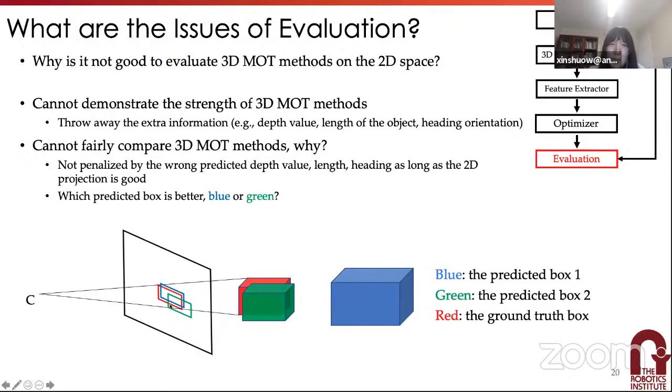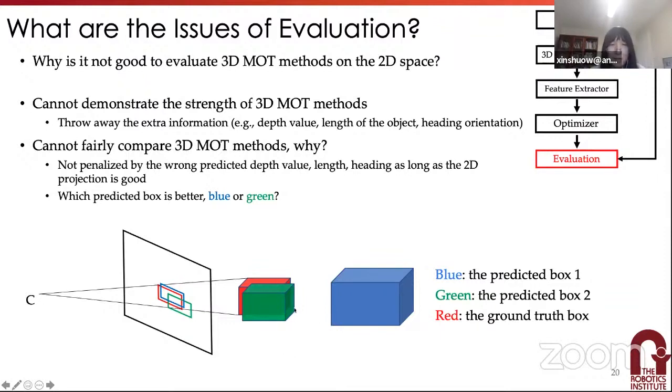So if we use the 2D metrics, it's obvious here that the blue one has a much higher 2D IoU with the red one, compared to the 2D IoU between the red and the green ones. So the blue box is better in the 2D evaluation metrics. But is that true in 3D space?